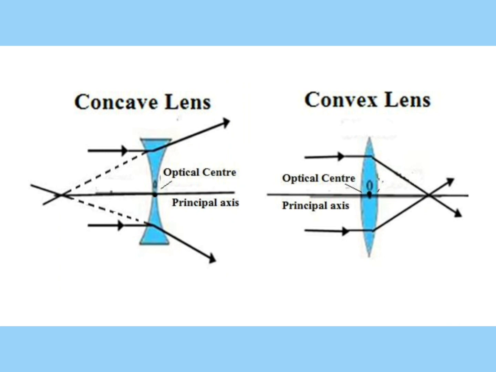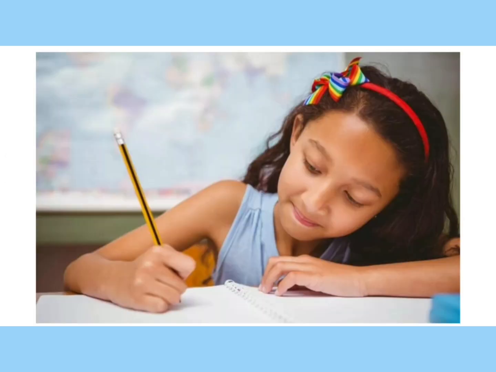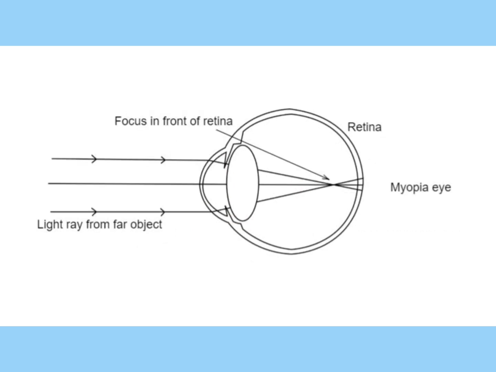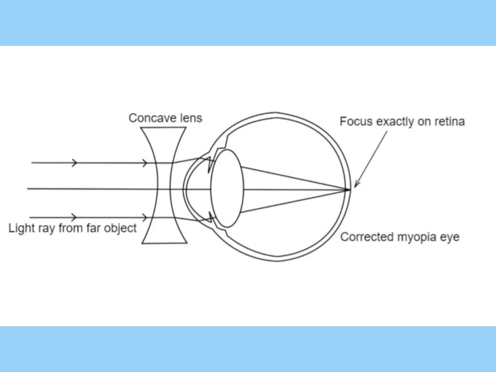So this concave lens diverts the light rays, right? Whenever we place this concave lens in front of the eye, you can see it is diverging, and it is moving the focusing point, which was previously in front of the retina. It is now focused on the retina. That means we are making the patient hypermetropic.